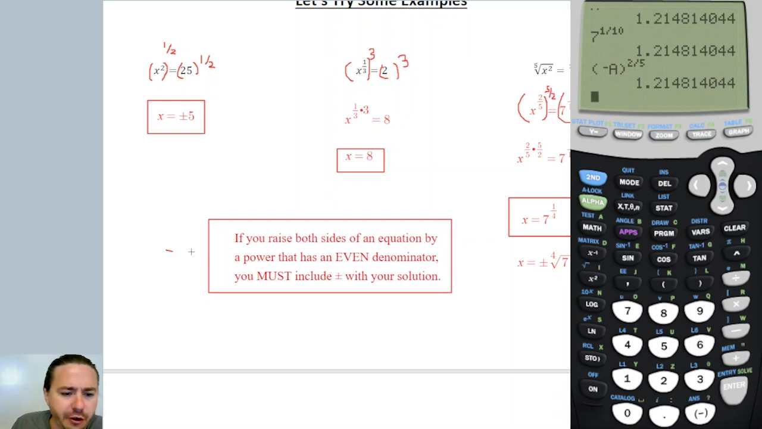This is very, very important, because otherwise you're going to miss out on one of the solutions. Okay, so it looks good. This is how you solve those kinds of equations.